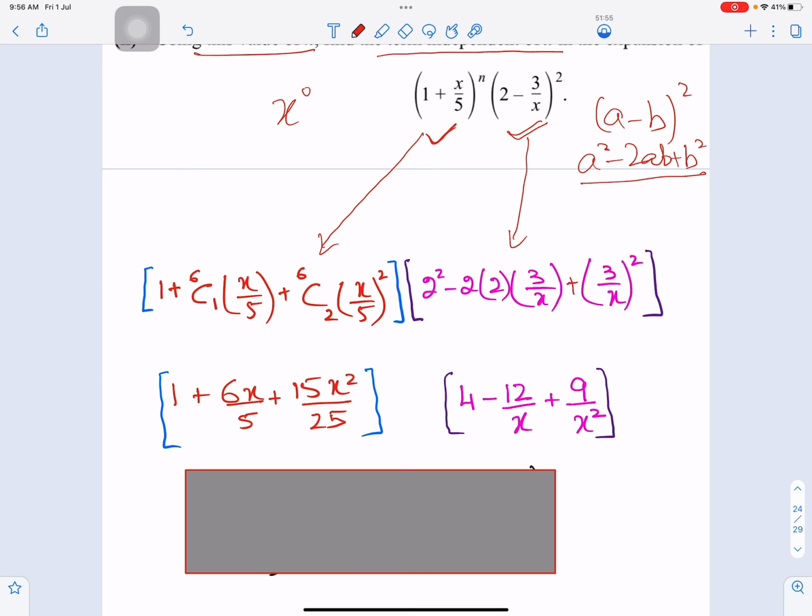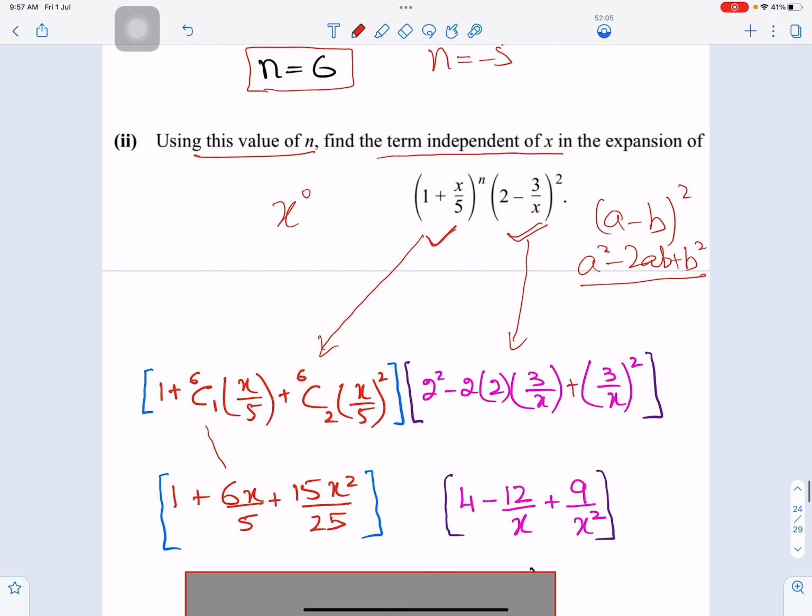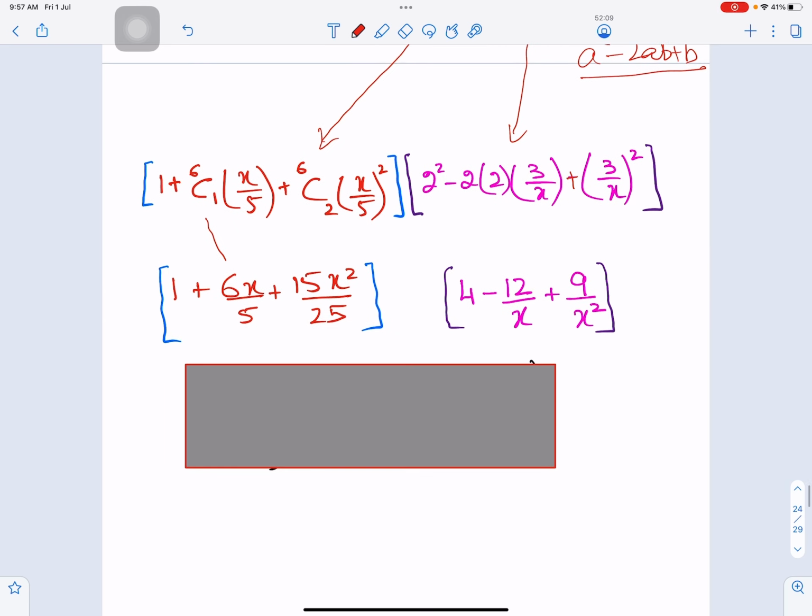After this, I am simplifying it. 6C1, because everything is a number, I can use a calculator. So I've simply done the expansion here, simplification here. And now it is saying the term independent of x. If you multiply all of them, you will get 9 terms, which will waste your time. So you do mental calculation: which terms will we multiply to get terms without x?